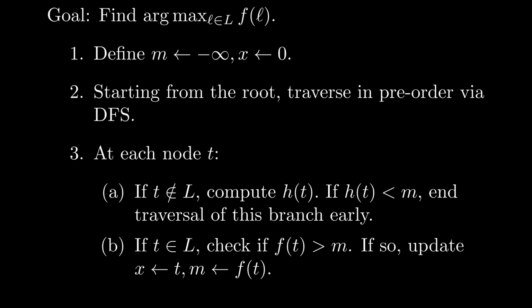The correctness of this algorithm follows trivially from the fact that since f of L is less than or equal to h of t for all leaves L with ancestor t, if h of t is less than m, then f of L must also be less than m, meaning that the leaves cannot contain an optimal solution. Let's look at some examples of how branch and bound can be used to solve some NP problems.